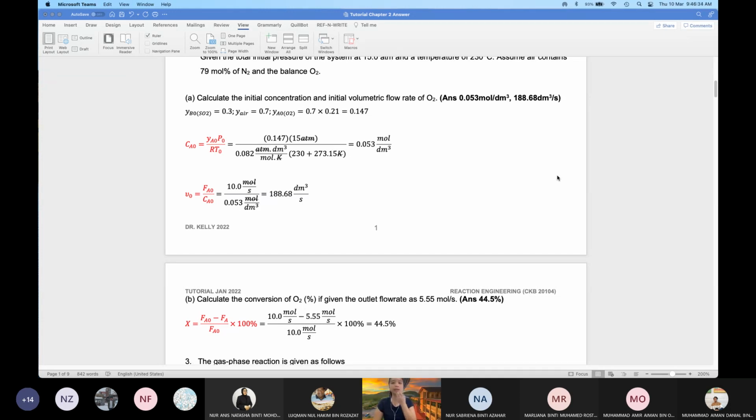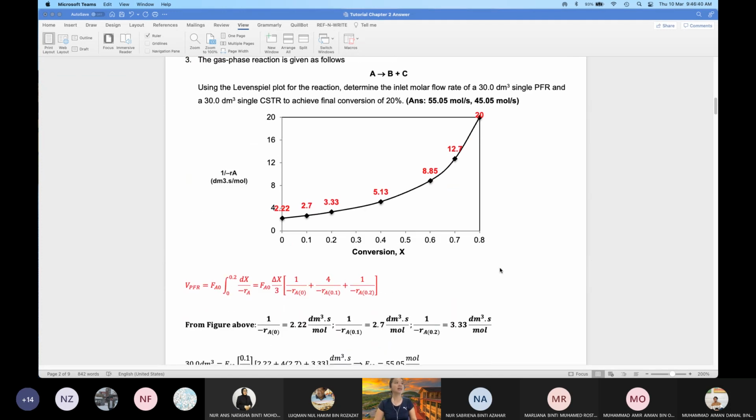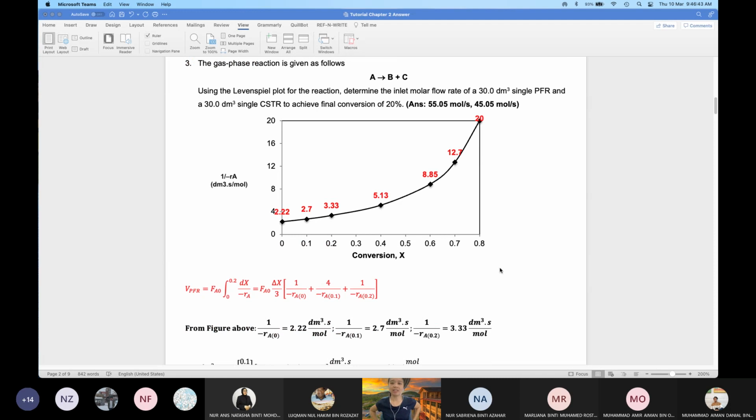Okay, alright. So done question one, question two. We will proceed to the next question. So the next question is on the design of the reactor. Question one, question two were just introductory. Now we go to the question that touches on the Levenspiel plot or the table we have learned, on how to find the volume. The question says the gas phase reaction.